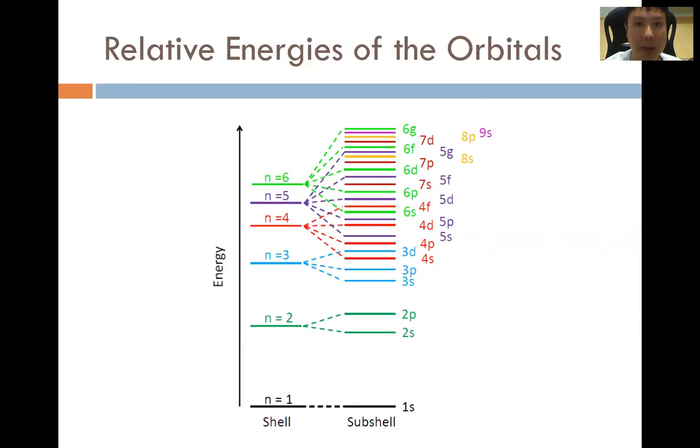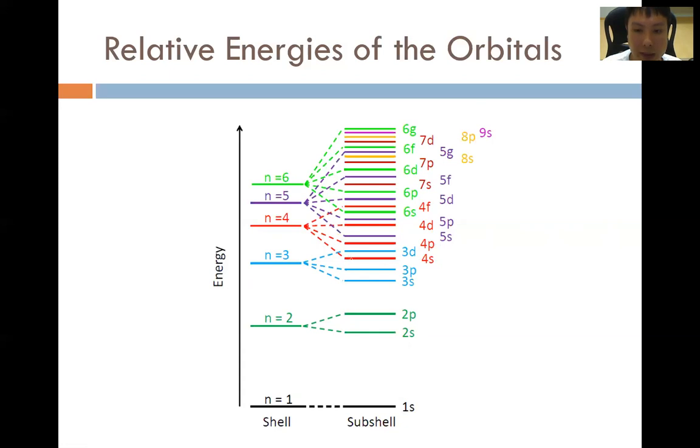So this is basically the relative energy of the orbitals, and you can see at level 1, the principal quantum number 1, there's only the s orbital. At the principal quantum number 2, there is the s orbital and the p orbital. At principal quantum number 3, there is the s orbital, the p orbital, and the d orbital. However, notice that when you go to the principal quantum number 4, there is the s orbital, p orbital, d orbital, and the f orbital.